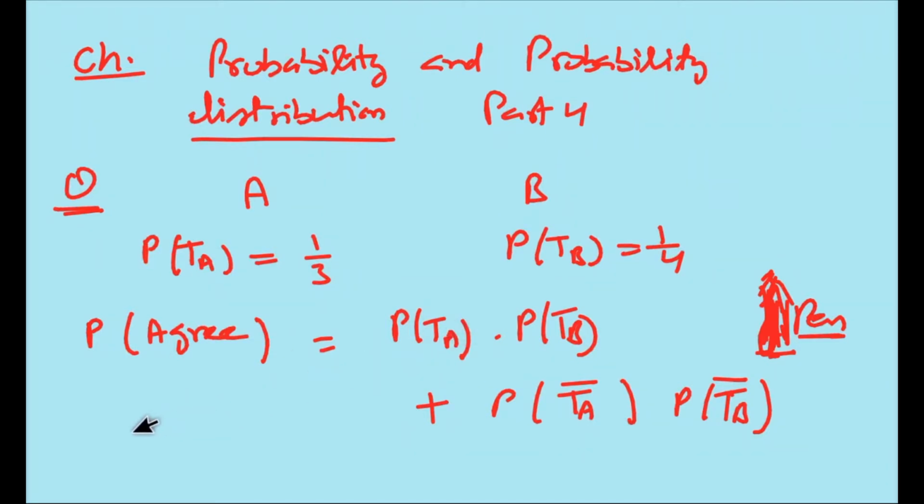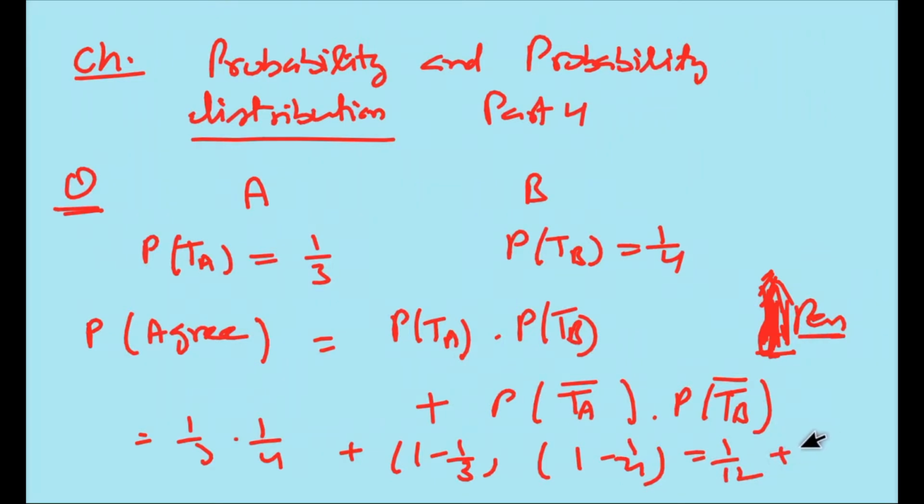Now we can say this value is 1 by 3 into 1 by 4, this for "and", and this for "and", "or". So we can say this is 1 minus 1 by 3 into 1 minus 1 by 4. This you can solve very well. So the answer of P(agreement) is 1 by 12 plus 6 by 12, that is 7 by 12.